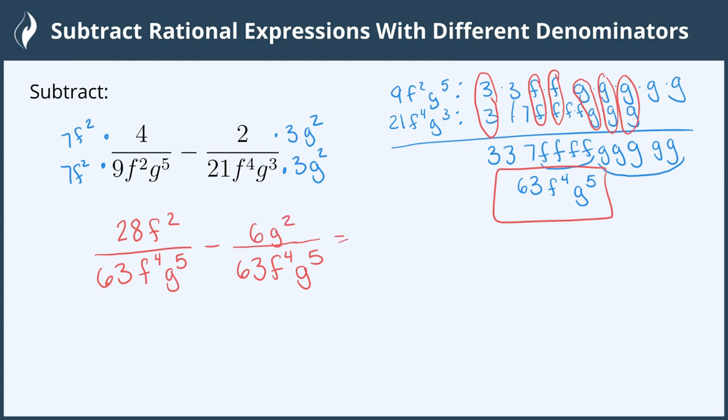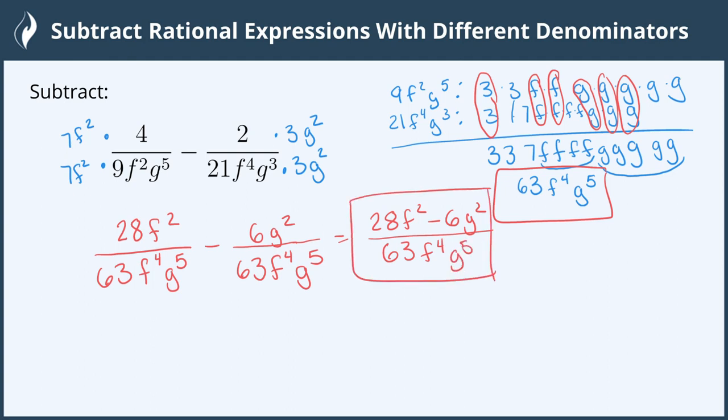Now that we have a common denominator, we can go ahead and subtract these. Then we have 28f squared minus 6g squared, and we keep the common denominator that we worked so hard to get, 63 f to the 4th, g to the 5th. And now we're all done.